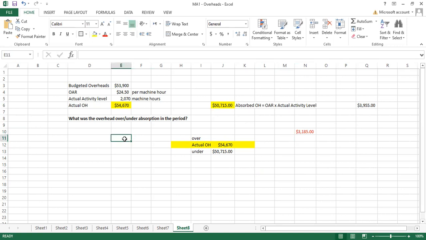Maybe if you just compare actual and budgeted to see whether overheads are under absorbed or over absorbed, that is wrong. Remember that you have to compare actual versus absorbed overheads. When you compare, you will get the answer, over absorbed or under absorbed. Don't get confused between over and under. Some students see there is a difference but do not understand over and under. I tell you the trick so that you can easily get it.